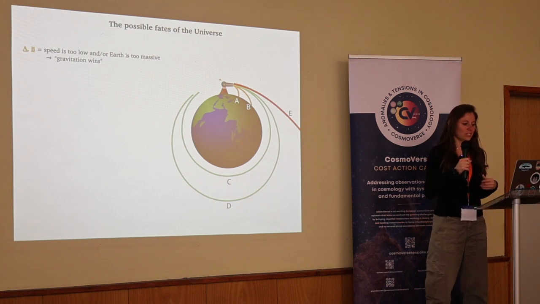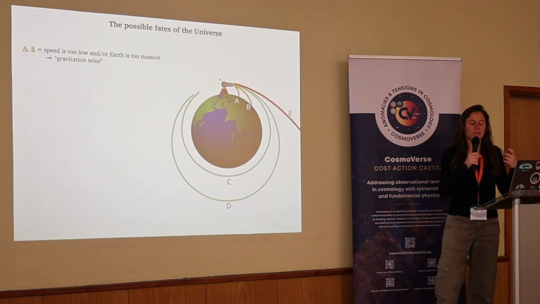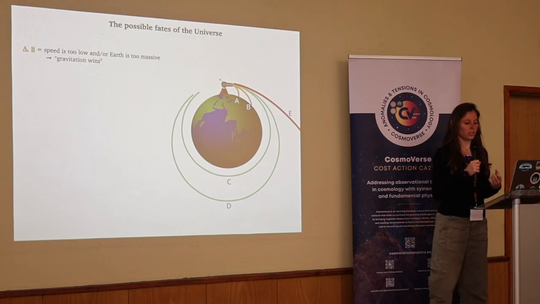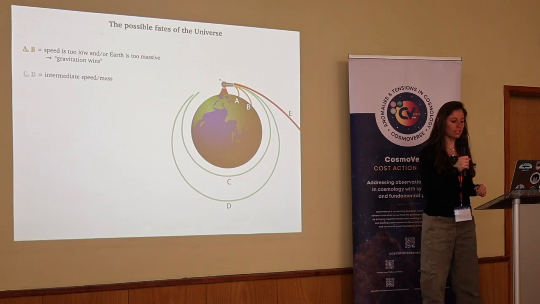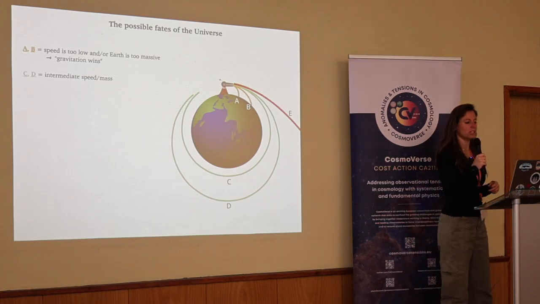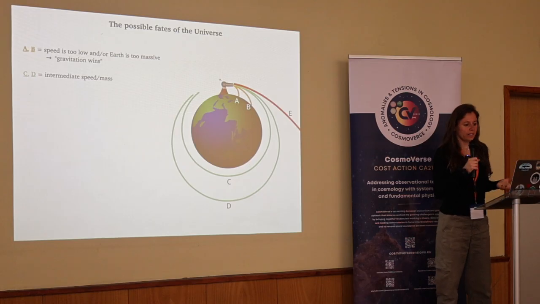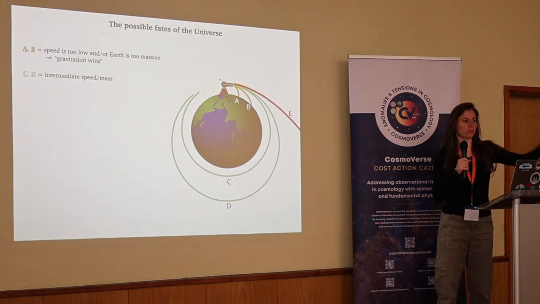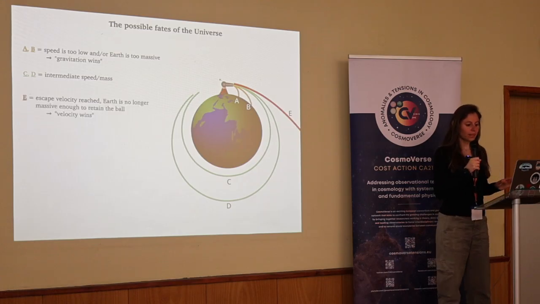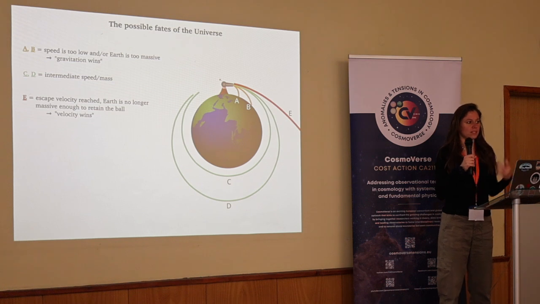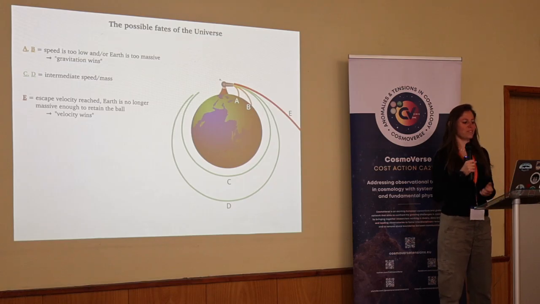And in the case of the universe, it means that basically the gravitational pull of the Earth is too strong and it wins. The other case is in green, the C or D. So the speed is higher and the mass is not that important, so the ball would go further away. And in case E, in red, the escape velocity is reached, which means the ball goes fast enough, and simultaneously the Earth is not massive enough to retain the ball. So velocity or energy wins.